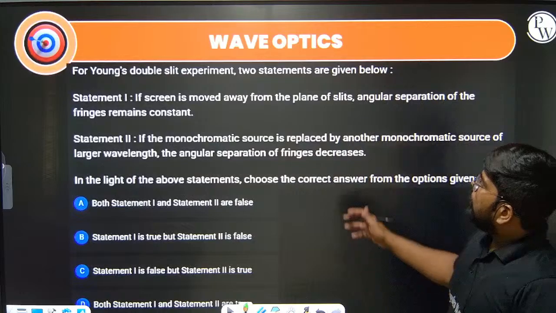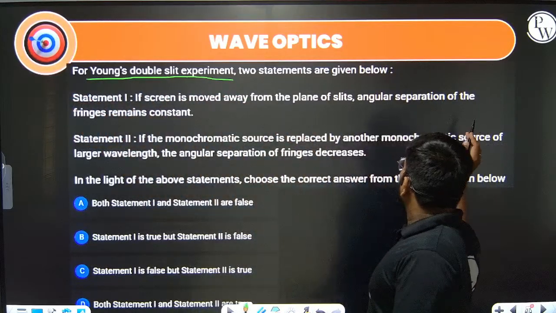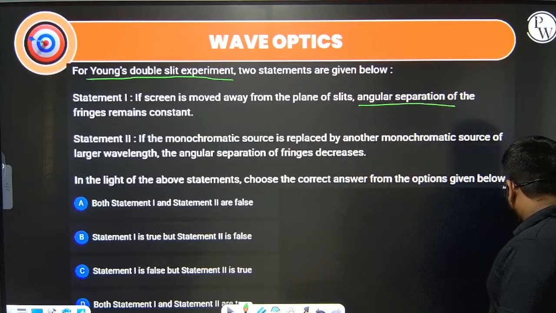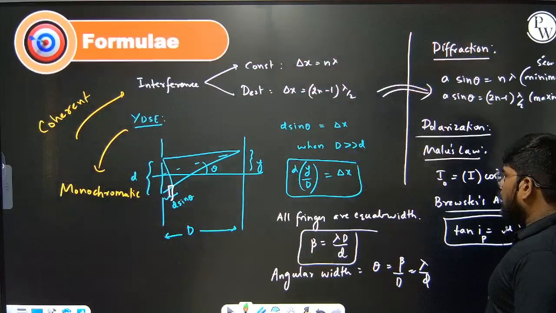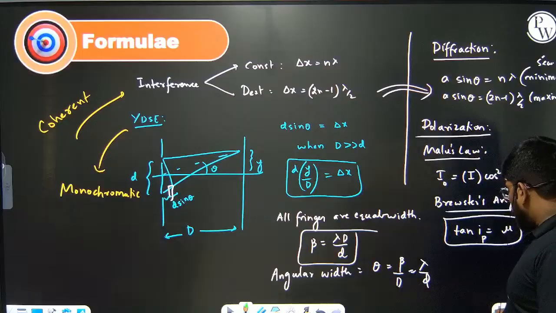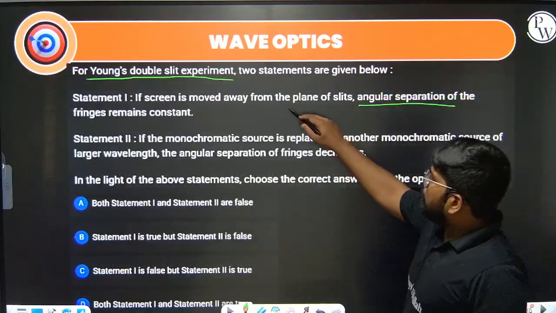In the case of YDSE, the questions will be repeating. If the screen is moved away, angular separation remains constant. Yes. If you see the formula, does the angle depend on capital D here? No, it only depends on lambda and small d. You may change capital D, it's not going to be affected. So statement 1 is true.